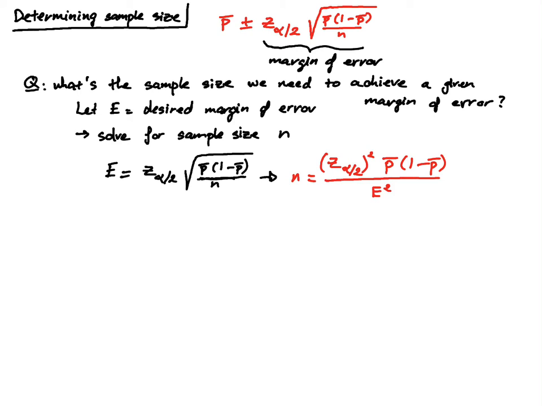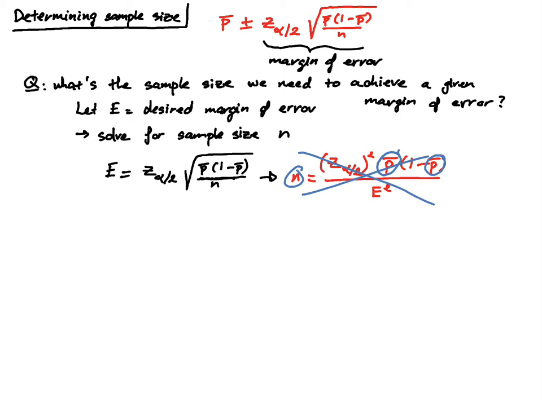So now, what's wrong with this formula? In this formula, we want to determine what the sample size is, but the formula calls for a value of the sample proportion. But how do we determine the value of the sample proportion? We need the sample size. So if you use this formula, it's kind of like going in circles, right?